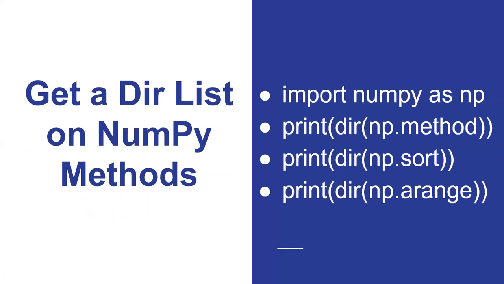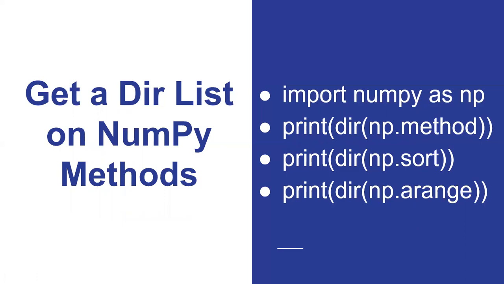Get a directory list of NumPy methods. In order to get a specific method, you again have to import numpy as np first, followed by dir on np dot method. In this case, method is just a template name, but I'm giving you examples of np.sort, np.arange, np.empty, np.zeros, and so on. All of those methods are part of the Python np or NumPy module.